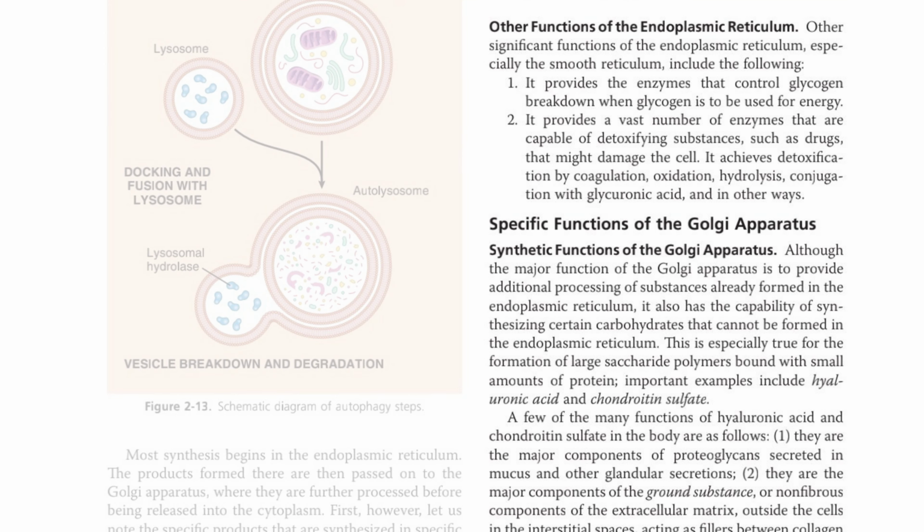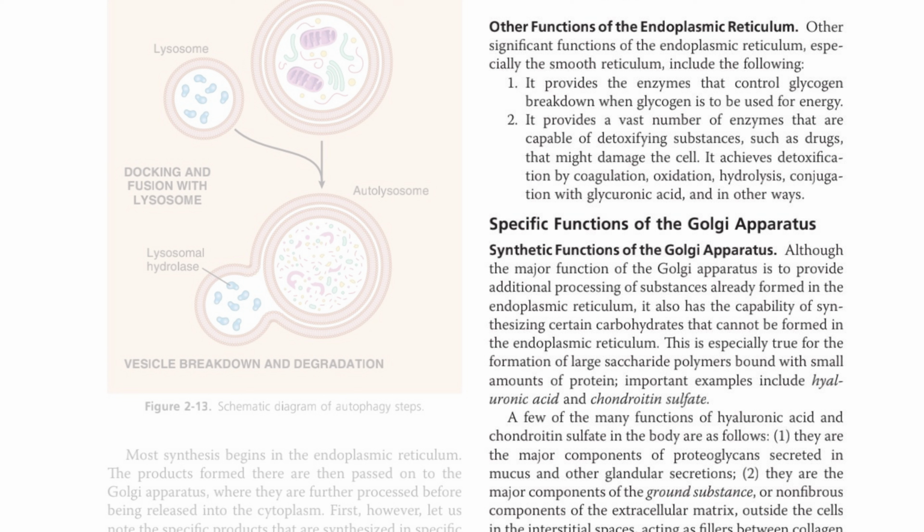Other functions of the endoplasmic reticulum. Other significant functions of the endoplasmic reticulum, especially the smooth reticulum, include the following. 1. It provides the enzymes that control glycogen breakdown when glycogen is to be used for energy. 2. It provides a vast number of enzymes that are capable of detoxifying substances, such as drugs, that might damage the cell. It achieves detoxification by coagulation, oxidation, hydrolysis, conjugation with glycuronic acid, and in other ways.